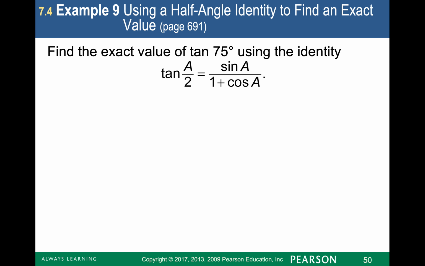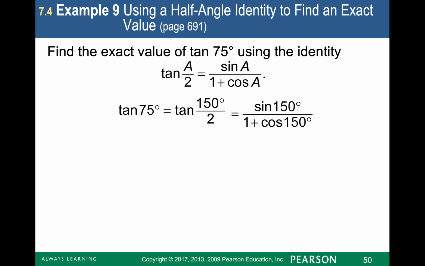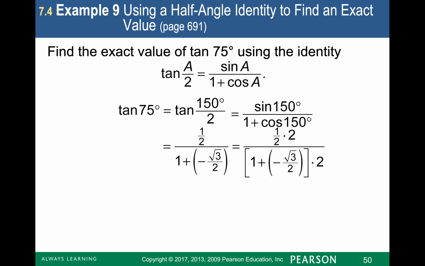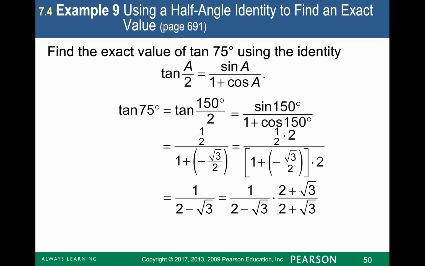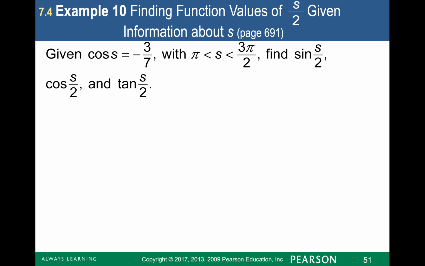Now, if I want to look at the exact value of tangent of 75, I could think about tangent of 75 as half of 150. So then I could plug into my tangent formula, and I can use reference angles to find what the values are. The reference angle for sine of 150 is 30, and same for cosine, but I have to remember that cosine of 150 is negative because it's in quadrant 2. Then I'm going to algebraically simplify this to get 2 plus the square root of 3. Lots of algebra happening there, guys.